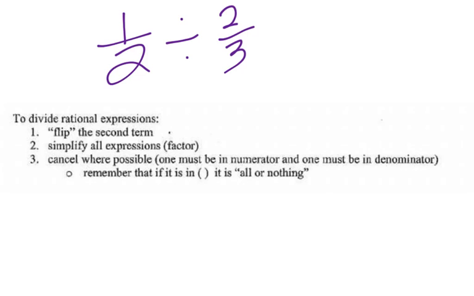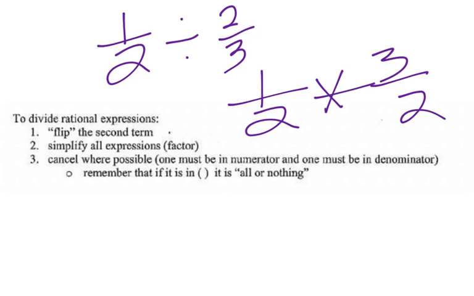So, for example, if you had 1/2 divided by 2/3, it would become 1/2 times 3/2. We left the first one, we changed the division sign, and we flipped the second one. Then it's just multiplication, which is what we did yesterday. So you want to do your leave, change, flip. You want to simplify all expressions or factor, and then you want to cancel where you can.